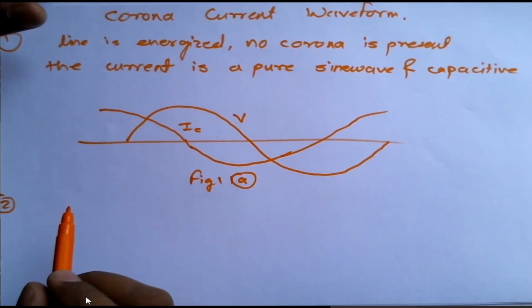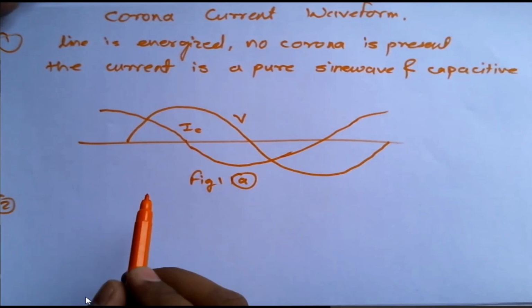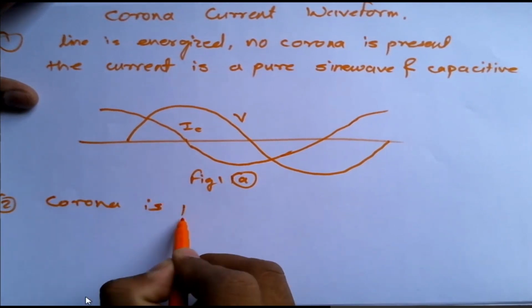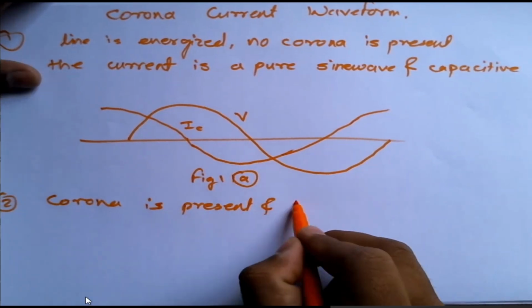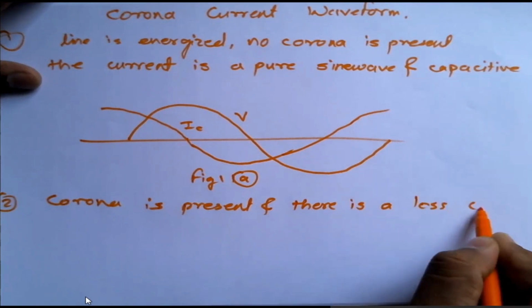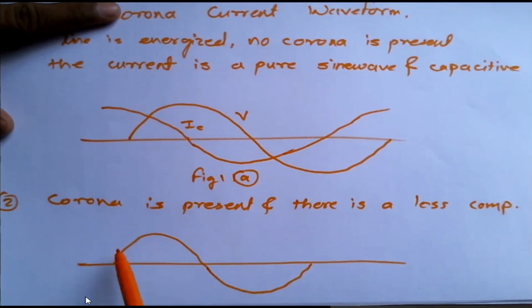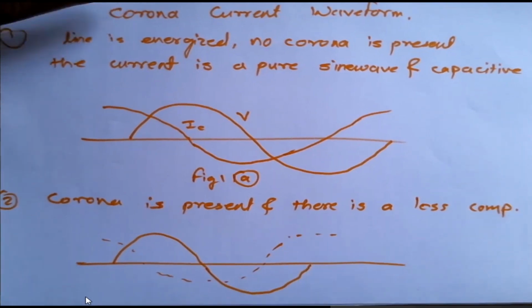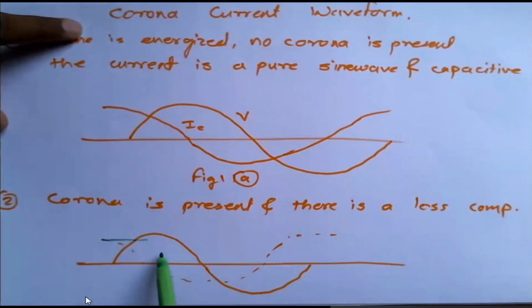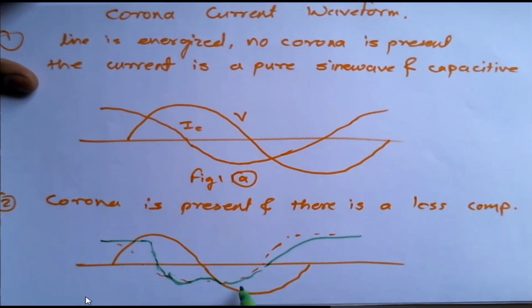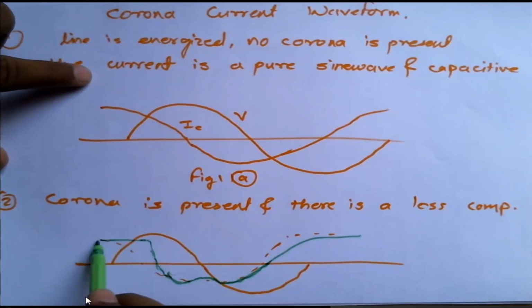Second, if let us suppose there is corona present and there is a loss component, the total current waveform is like this. This is the voltage waveform. Generally, as I told you, it should be like this when there is no corona, but due to corona, this current becomes like this. As you know, harmonics are produced in this case, so they will be in multiples of the fundamental frequency, right? So this is in case of corona.